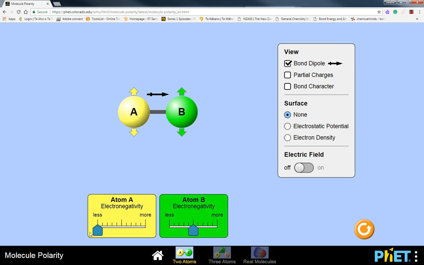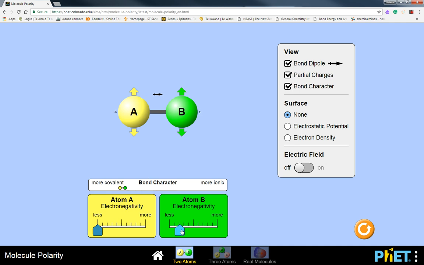Notice that if atom A and atom B have got different electronegativities, I have a separation of charge called a bond dipole, and I can show it by clicking on partial charges. You can see this is a bit more positive and that's a bit more negative. And I can show the bond character, which is somewhere between covalent and ionic, and it's called polar covalent.